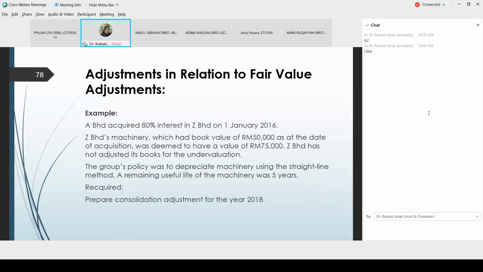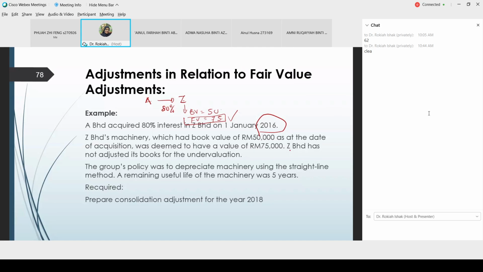Okay. A acquired 80% interest in Z. So A acquired 80% of Z on 1st of January 2016. On this date, Z has machinery with a book value of 50 at the date of the acquisition, and the fair value here is 75. This is the fair value. Suppose that when you do the acquisition, you're going to record the asset at fair value. Suppose that we're going to record it at 75.